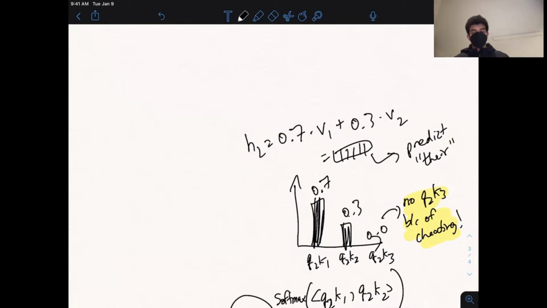All right, let me check the YouTube comments. Are query key value weights shared? No, they are not shared. They are separate weight matrices. All right, back to what we were doing.